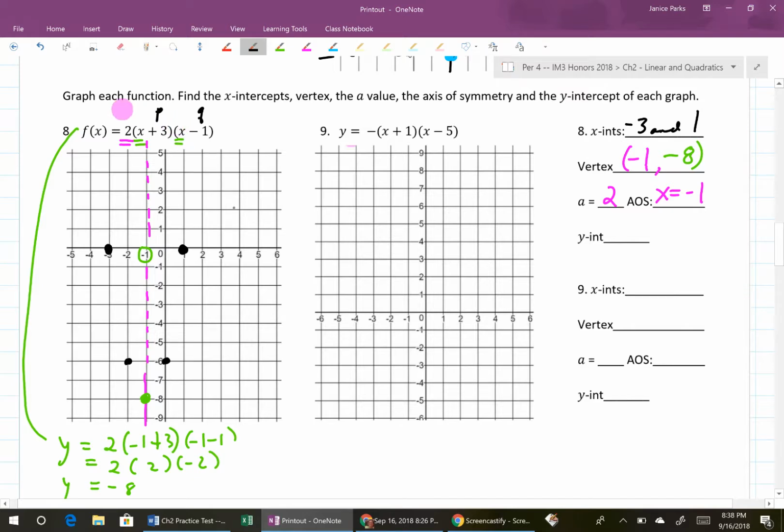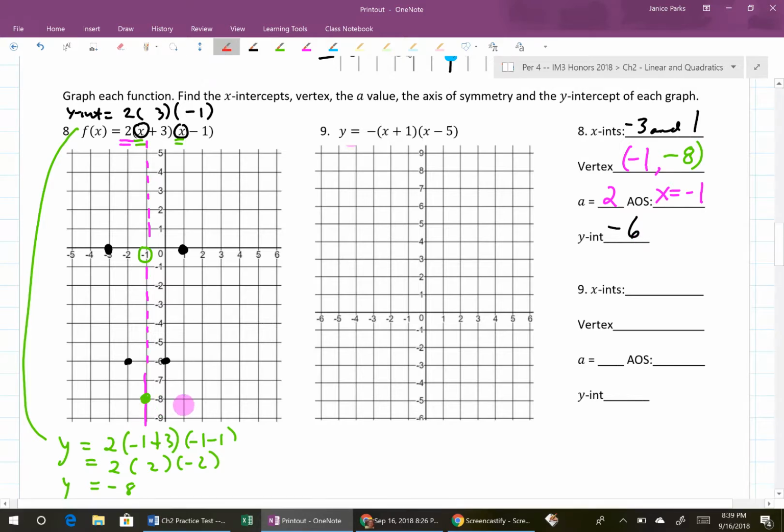So if you wanted to find the y-intercept, I'm going to erase this p and q, but basically 2 times 3 times -1, and that would be your y-intercept, because that would mean your x value is 0. That gives you -6, so I could have found the y-intercept that way as well.